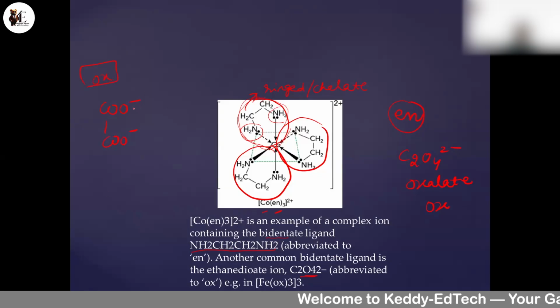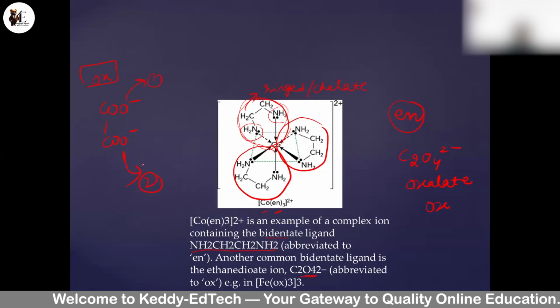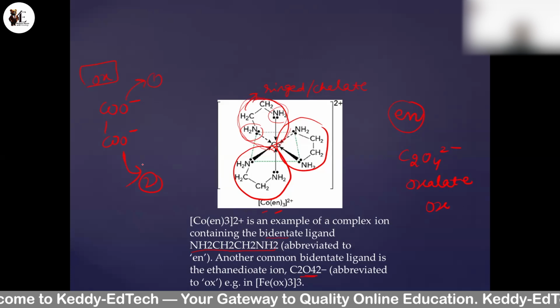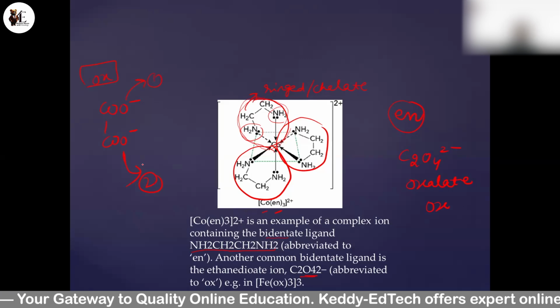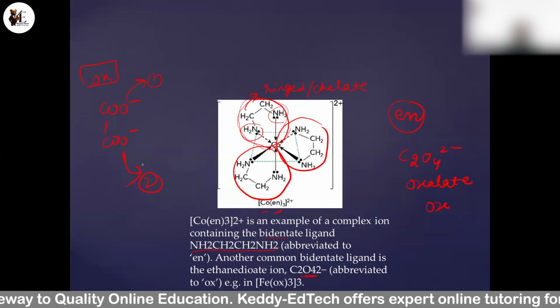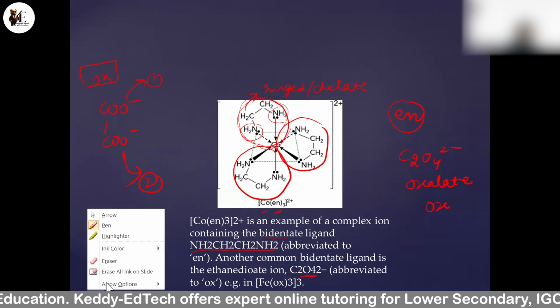Here you have this donor site, oxygen, and this other oxygen also has lone pairs. So here also you have two donor sites. That is why it is called a bidentate ligand. So you should know the names of at least these two bidentate ligands: ethylene diamine and oxalate ion. Very carefully draw this diagram. Let me clear this.